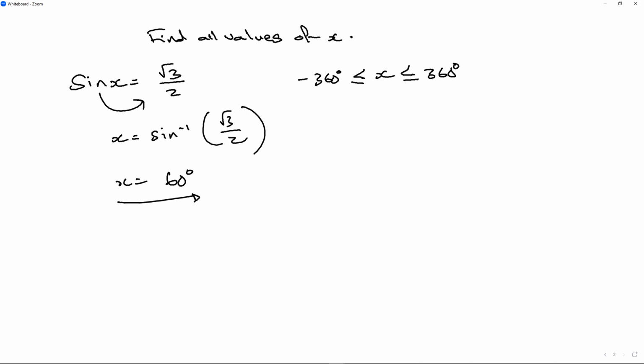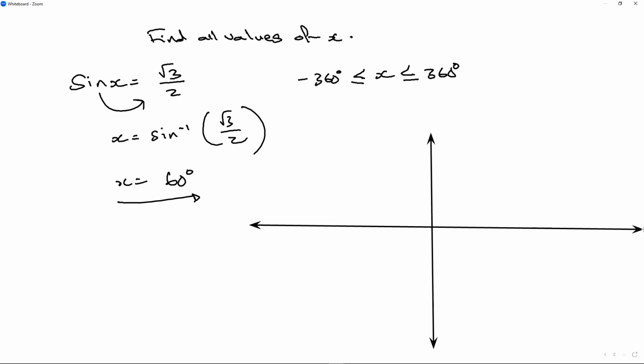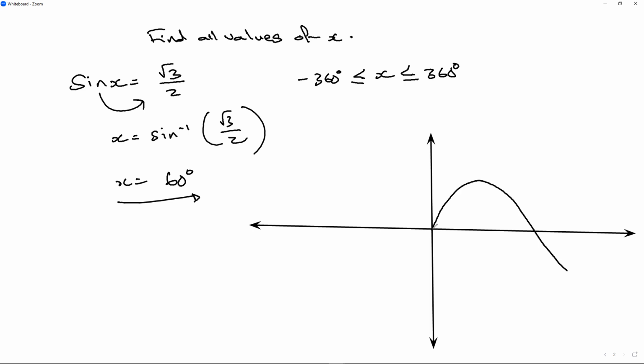Now let's have a look at the graph so we can get a really good indication. I'm going to have a graph that covers from negative 360 up to and including 360, which means I'm going to try and do this freehand. Let's see if I can get this done neatly. Okay, negative 360 degrees on this side, positive 360 degrees on this side.